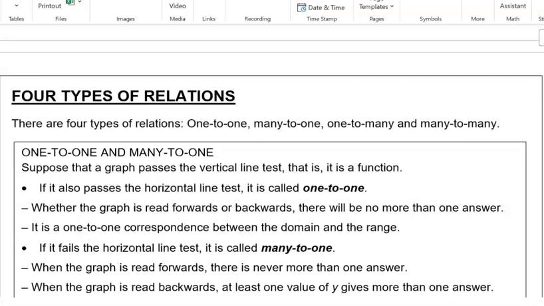Hello, Year 11. Today's lesson is going to have a look at 4 types of relations. There are 4 that we're going to look at, and we haven't seen these by these names before: one-to-one, many-to-one, one-to-many, and many-to-many.